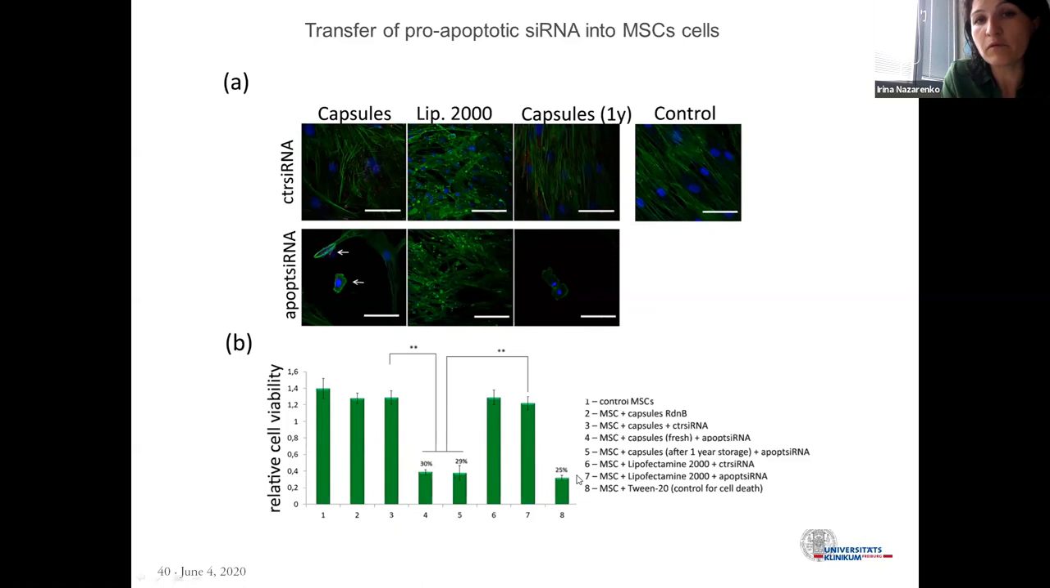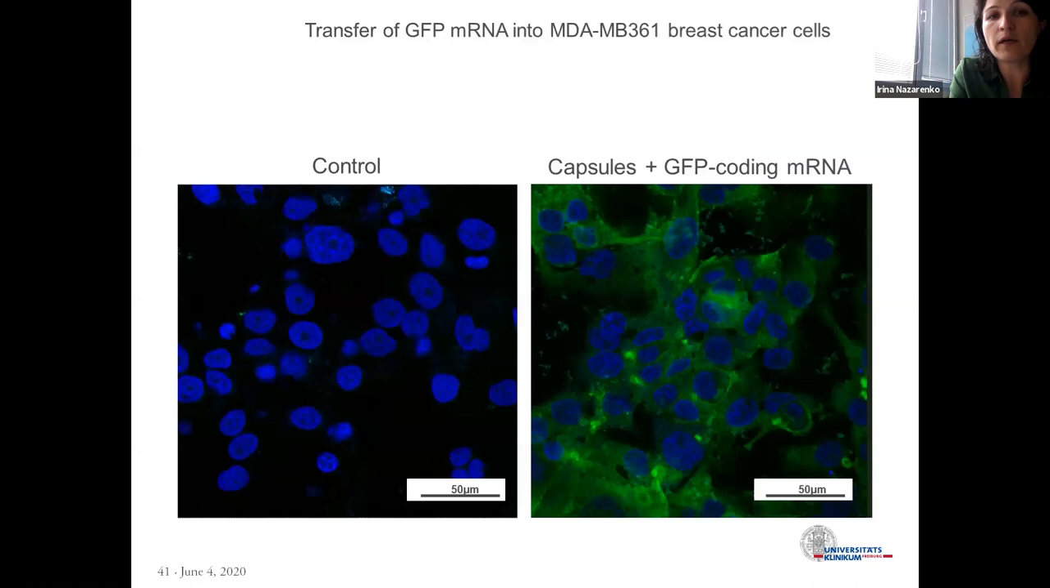So that was, in my consideration, a simple but interesting experiment showing that by mimicking just very simple properties of the vesicles, the size and the charge, we can achieve very high efficiency of transfer of genetic material, first of all without any specificity, because any cells we tested reacted in a very similar way. And here you see the transfer of GFP-coding mRNA. Basically the same experiment was done not with RNA but with mRNA, so capsules were loaded with mRNA, and then the cells were treated.